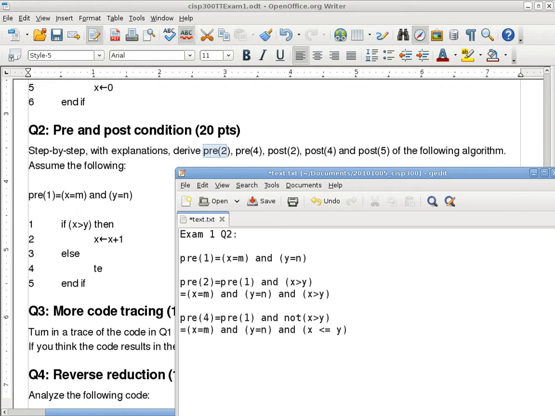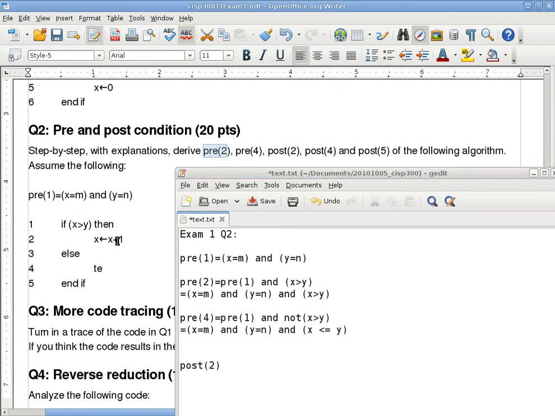Now with pre-2 and pre-4 already done, we can deal with either post-2 or post-4. The order is not important in this case. I will just go with post-2 first. Before you explain what post-2 is, you have to decide which rule to use. We already know this is going to have to use the substitution rule, but you have to explain to me why you're using the substitution rule.